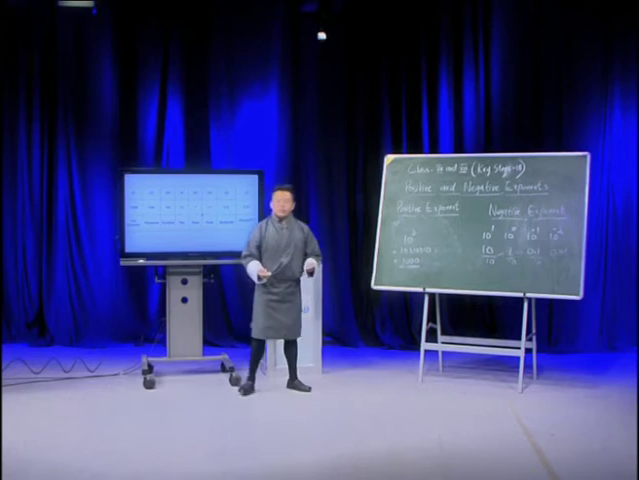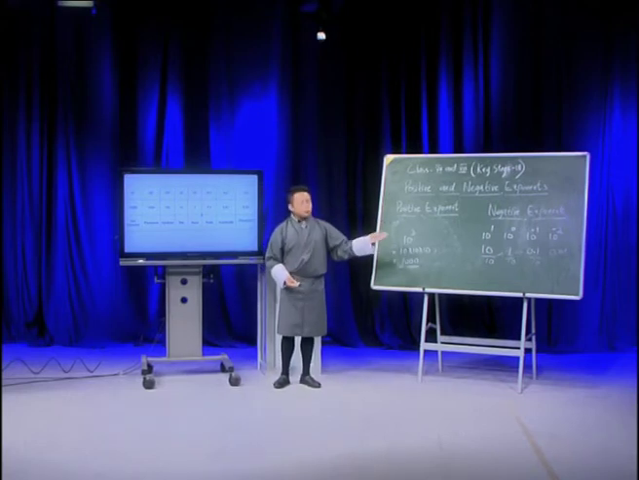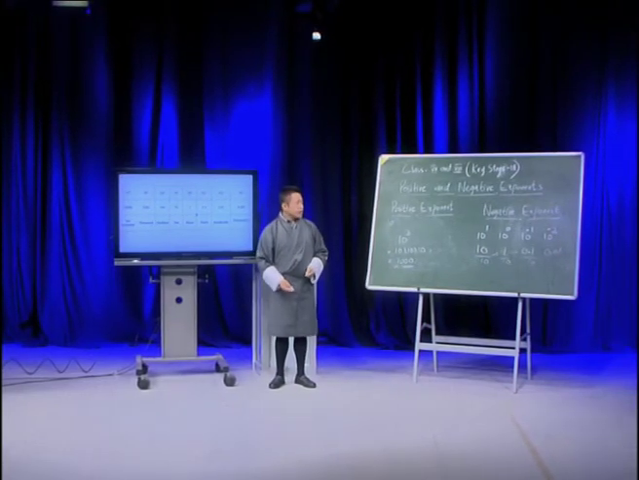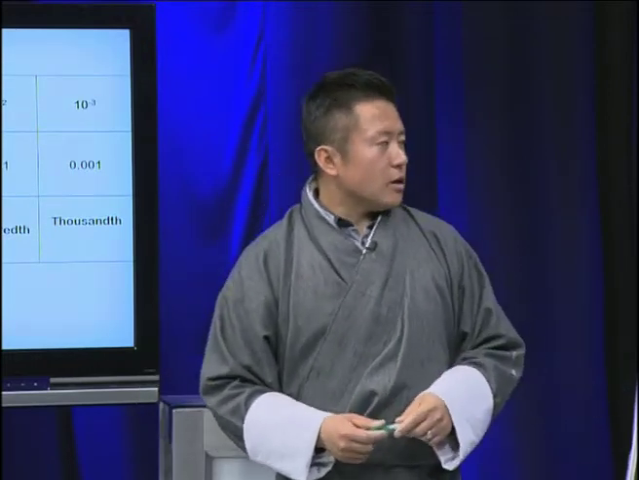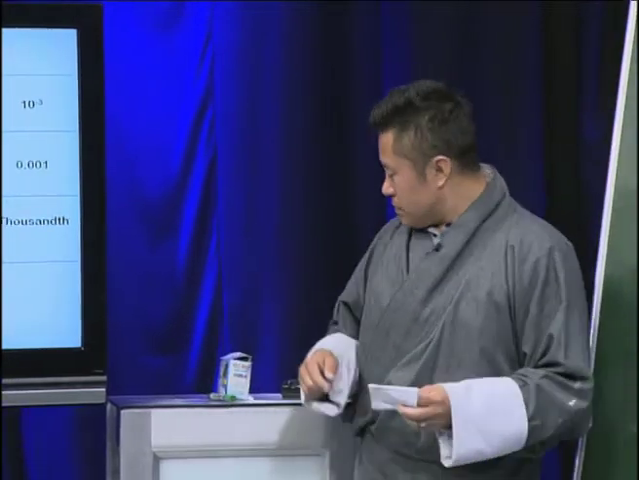Okay, now that's the end of the positive exponent and the negative exponent. Since you must have understood what is positive exponent and negative exponent, let's do an exercise on the board on positive and negative exponent. And I'll begin with the positive exponent.